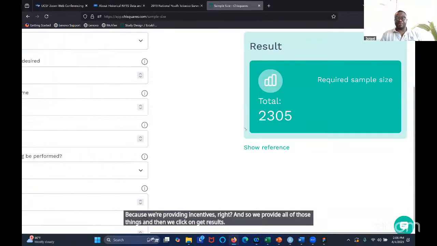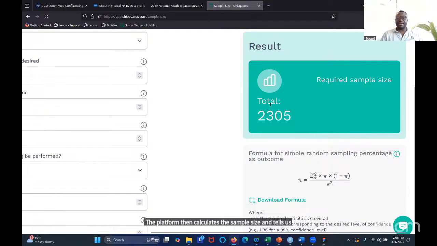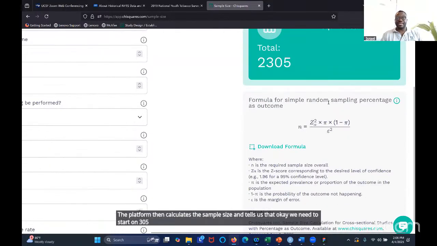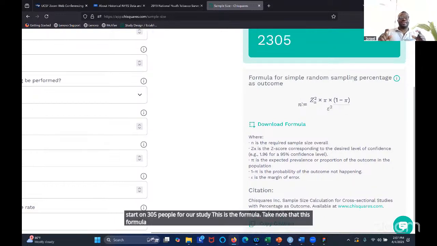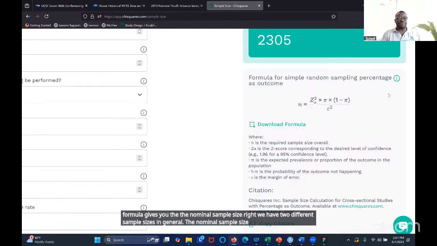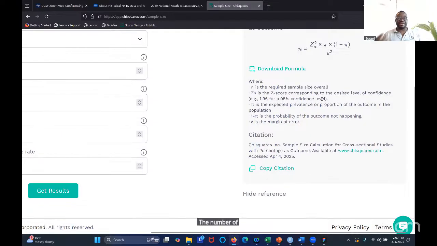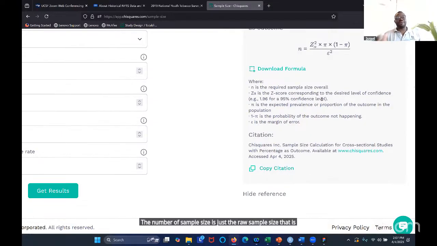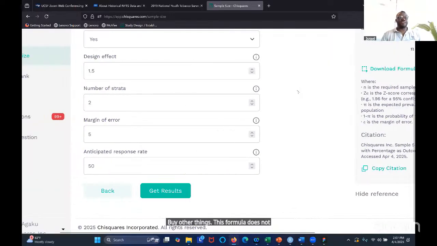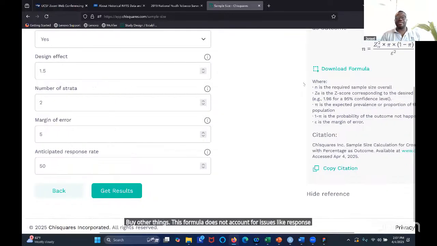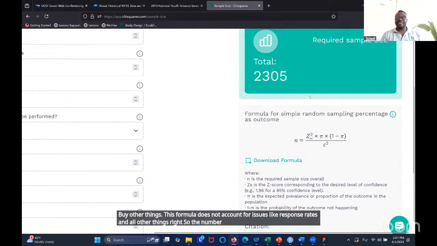The platform then calculates the sample size and tells us that, okay, we need 2,305 people for our study, and this is the formula. Take note that this formula gives you the nominal sample size, right? We have two different sample sizes in general, the nominal sample size and the effective sample size. The nominal sample size is just the raw sample size that is not accounted for by other things. This formula does not account for issues like response rates and all other things, right? So the number you get here is adjusted for everything. And that's what this hint is telling you here.